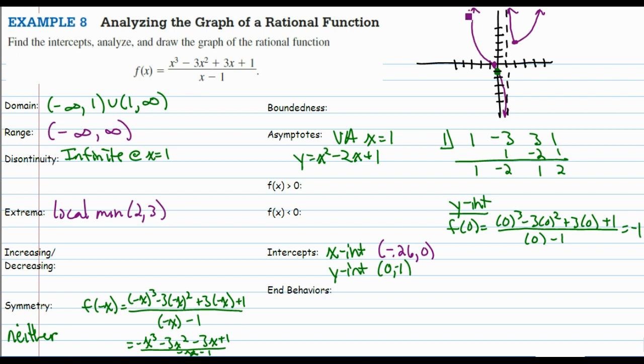Now the graph decreases from negative infinity to the vertical asymptote and then decreases after the vertical asymptote until the x value of that minimum.